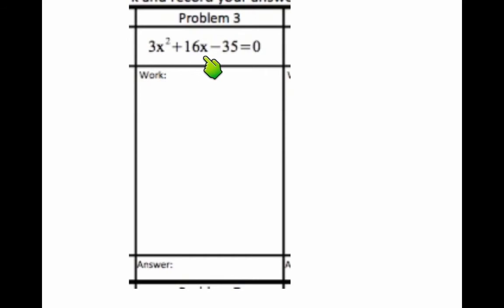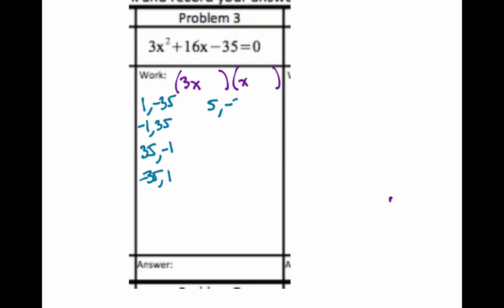All right, here's the homework. 3x squared plus 16x minus 35 equals 0. What am I going to do? I'm going to factor these out first. 3x plus or minus something times x plus or minus something. So I've got to think about those somethings that could be factors of negative 35. Ooh, it's a long list. And I'm just going to guess and check.